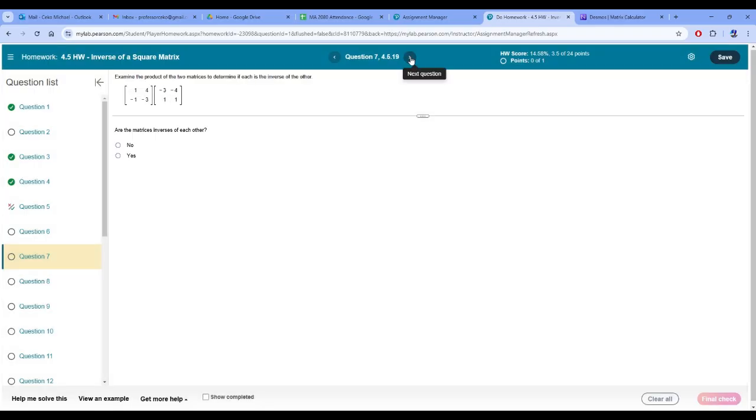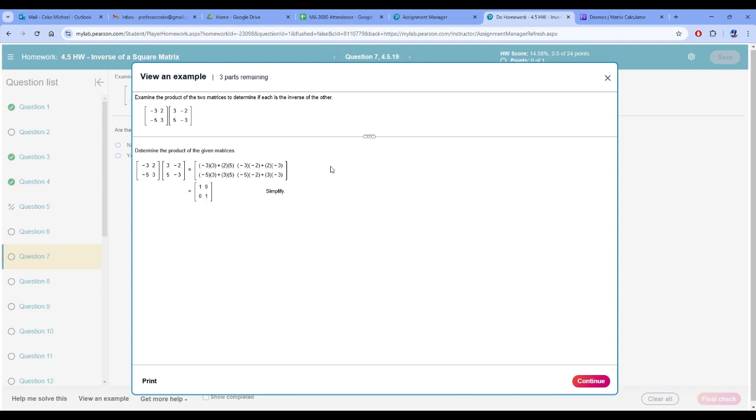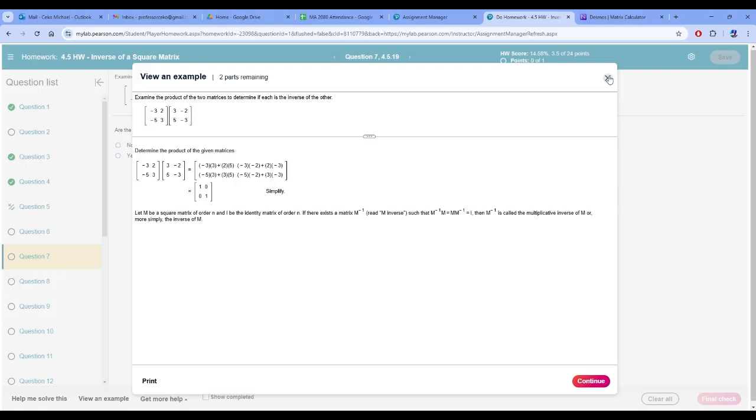Examine the product of the two matrices to determine if they are inverses of each other. If they are inverses of each other, then they would result in the identity matrix. So let's just view an example real quick. What they're going to do is get that, and then it gives you the identity matrix. Therefore, yes, it is.